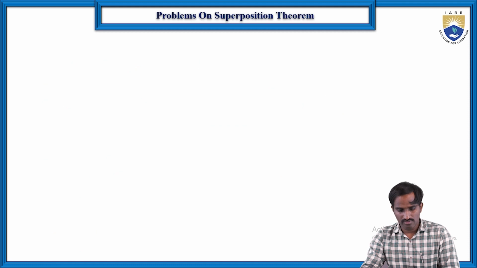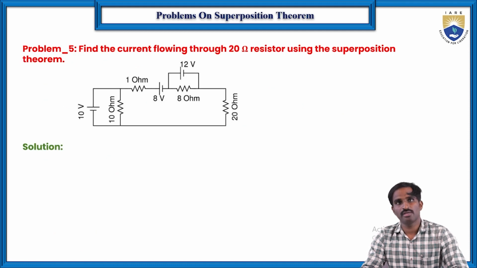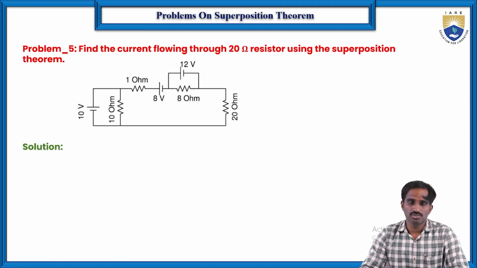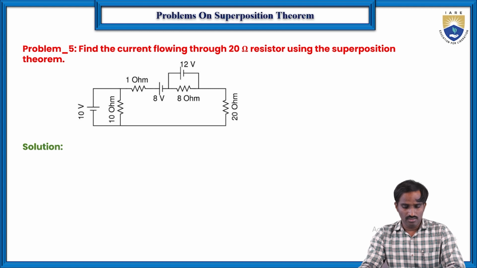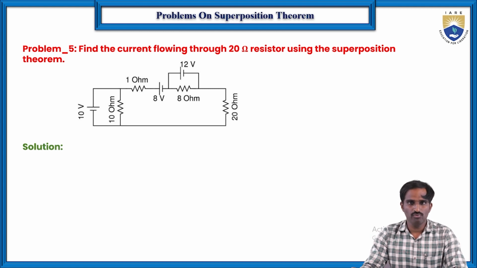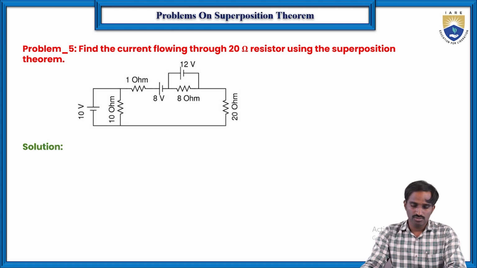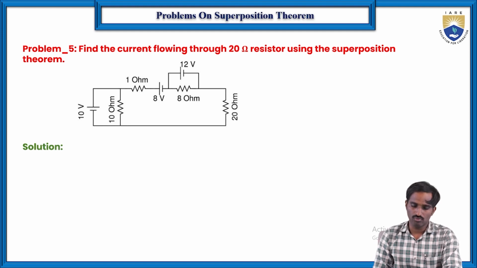Then finally I want to consider one more problem. Here just one more concept we need to understand. In this case also we are having three voltage sources anyway. But in each case we have to consider one voltage source, and the remaining two voltage sources are replaced with the short circuit, right? So first let us consider here only the 10 volts voltage source.